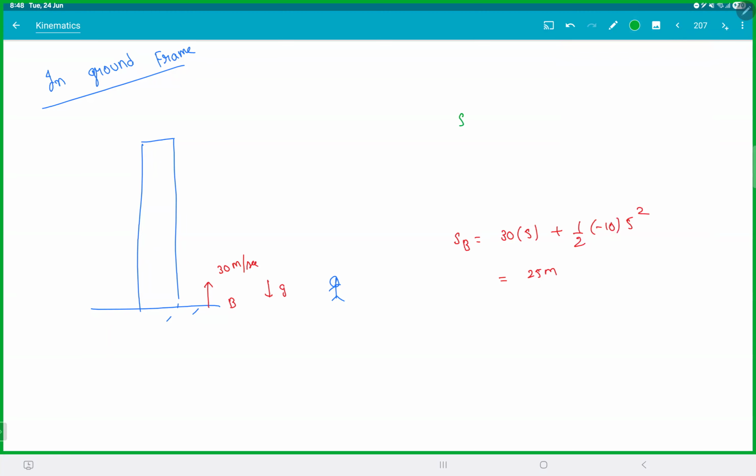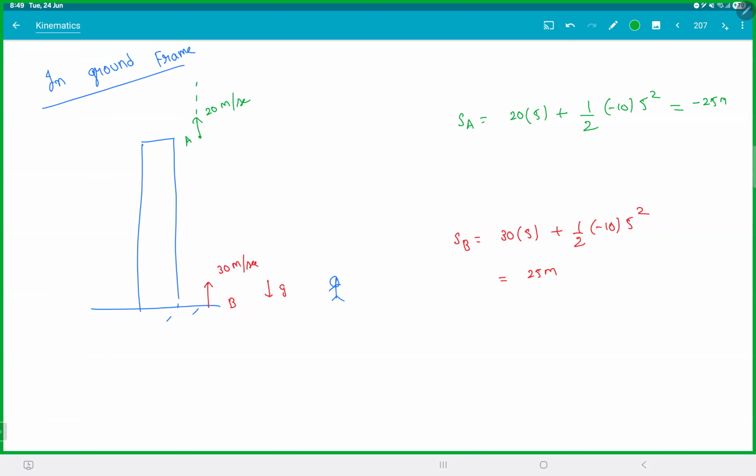Similarly, if you look at the displacement of A, the problem with relative motion, right? It gives you the answers, but you lose all the information. You don't know exactly what is happening. This guy will be 20 into time plus half into minus 10 into 5 square. This will be minus 25 meters. So this is what is actually happening.